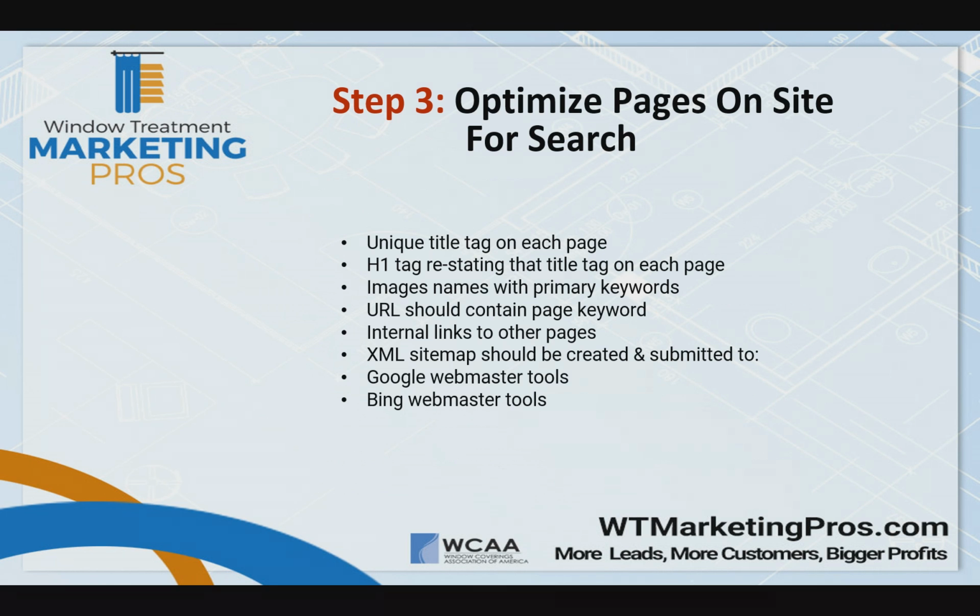Your URLs should contain the page keywords. So when somebody comes to your site, joeshades.com/draperies, that's easy. It's in the URL. You know what that page is about. If you're using a system like WordPress, that's a pretty easy thing to do. But those URLs should contain those keywords and should be obvious to anybody who looked at that URL where they are on the page.